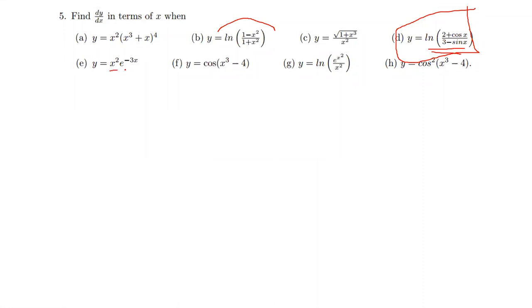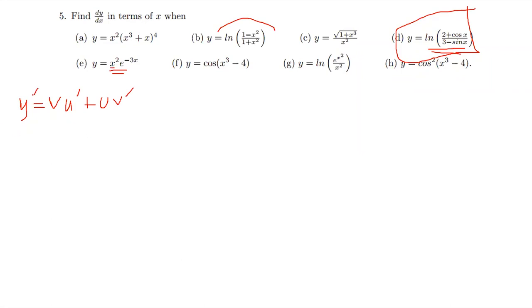So here we are using the product rule. For the product rule, when you're finding y prime, the product rule states this: v u prime plus u v prime. So my u there will be this, and then my v will be e to the power negative 3x.